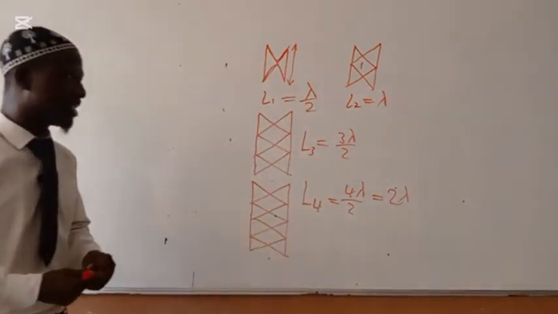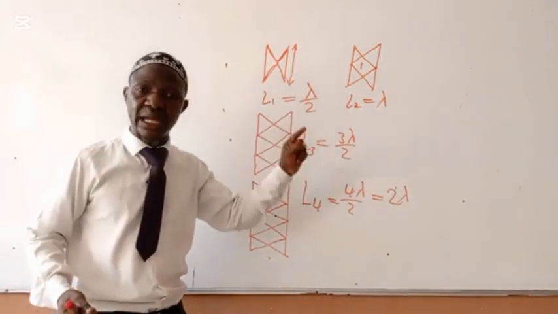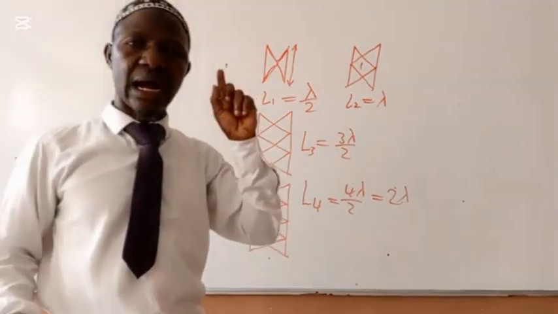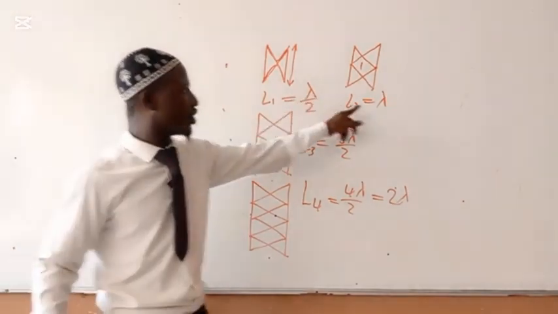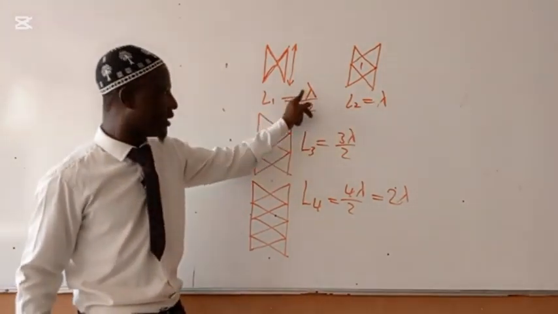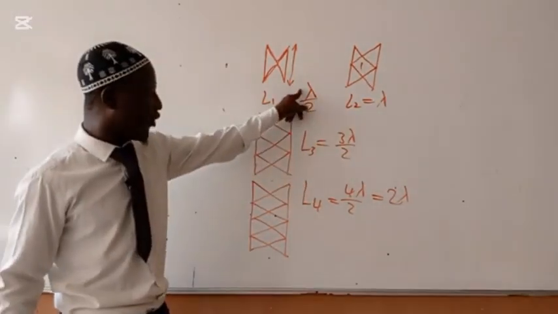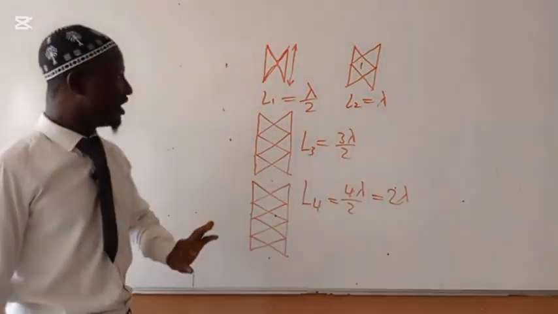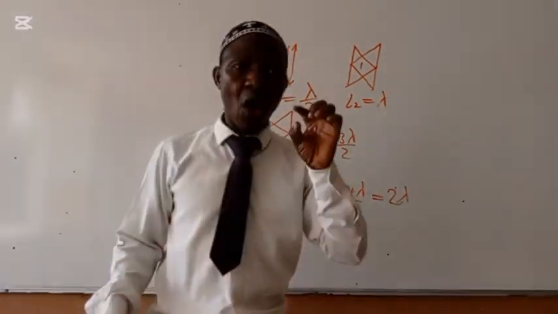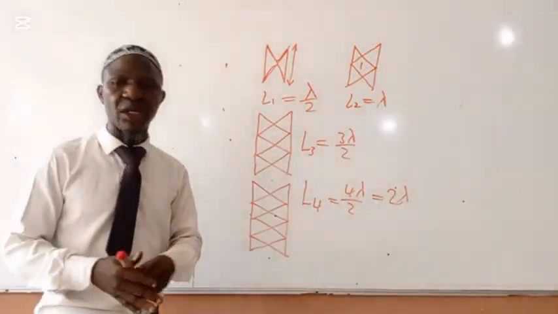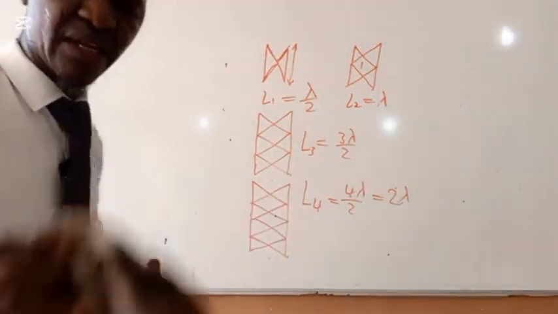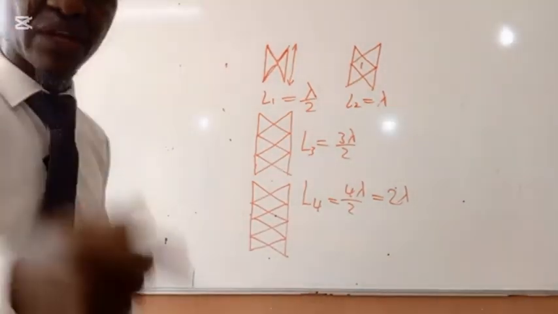So if you look at it, you see that it takes the same shape as that of a string. You see that this first one, multiply it by 2, you get this one. Multiply it by 3, you get this one. Multiply it by 4, you get this one. Which means in an open pipe, all harmonics are present, as you have in a string.